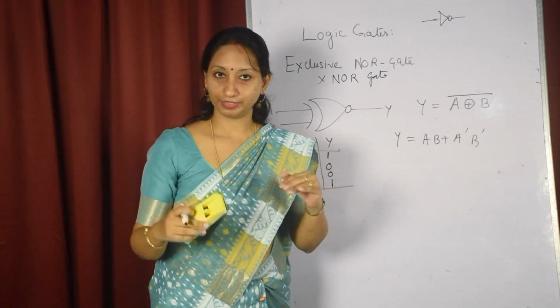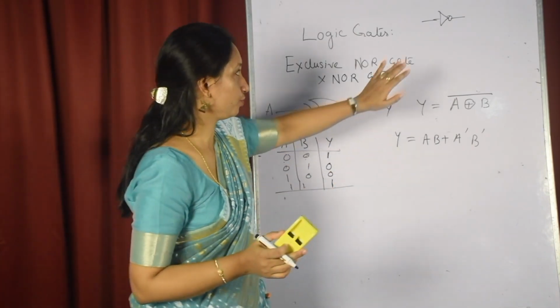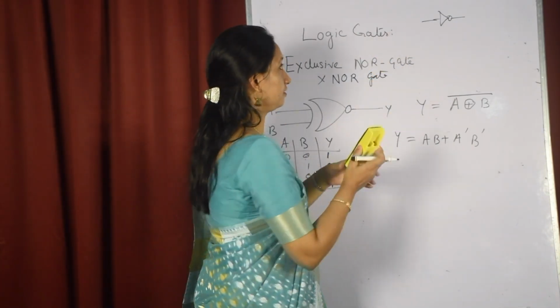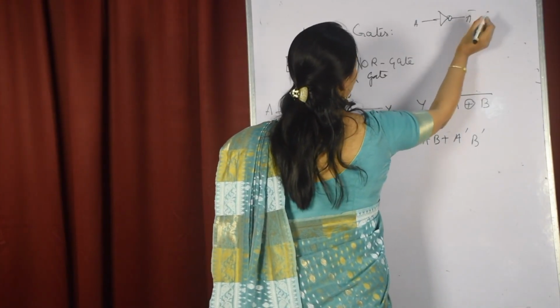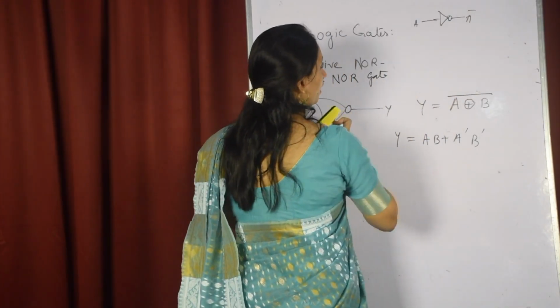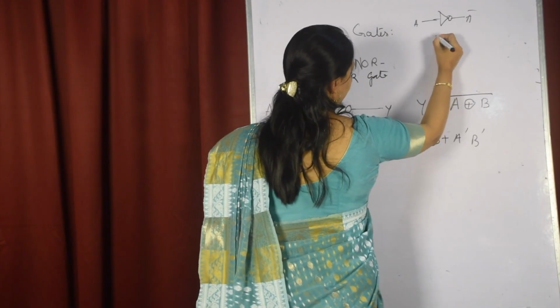So now I am again repeating all the gates. First we have discussed the NOT gate, that is the symbol of NOT gate, then A is A bar. So next gate we have seen the OR gate.